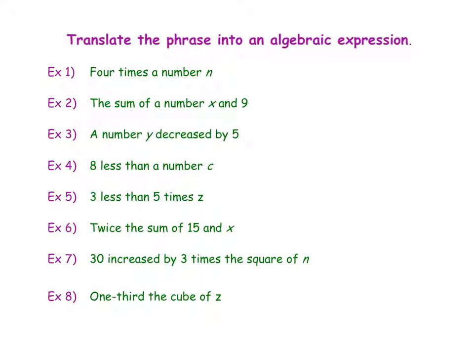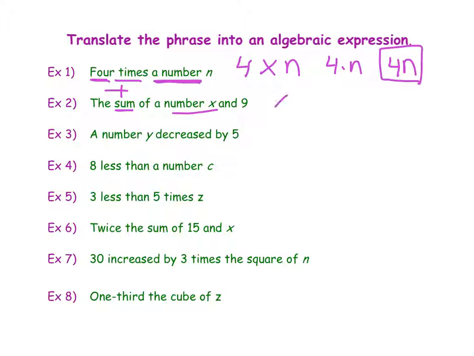Okay, so here are some examples of phrases that we want to turn into algebraic expressions. So 4 times, that's easy, 4 times a number n. Anytime you see a number n, you're just going to put n. So it can look like that, it could look like this, and the more correct way in algebra is just to write it like that, 4 times a number n, 4n. So this is the one I'm really looking for. All right, number 2, the sum, that means to add, sum of a number x and 9. So that just means the sum of x and 9.